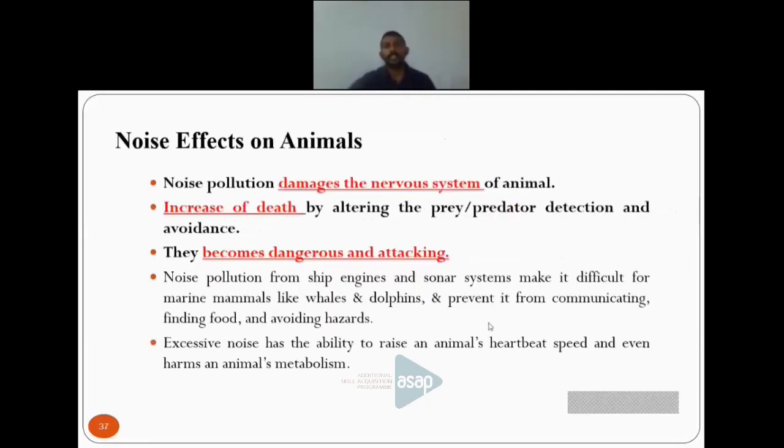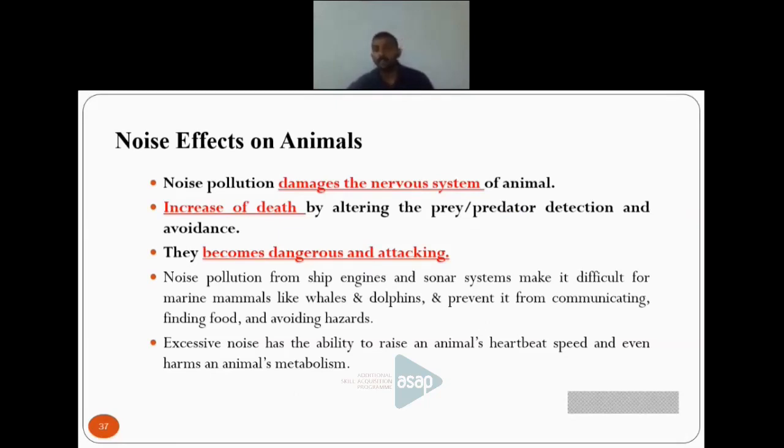Next, noise effects on animals. So first is the noise. If there is continuous exposure to higher noise, it may damage the nervous system, increase the death of the animals, and make them dangerous, prone to attacking. If the sound is loud near a cow or a dog, it starts to attack. So those things will happen.